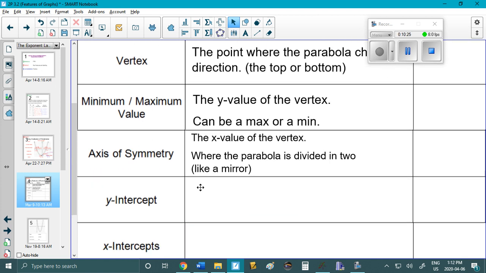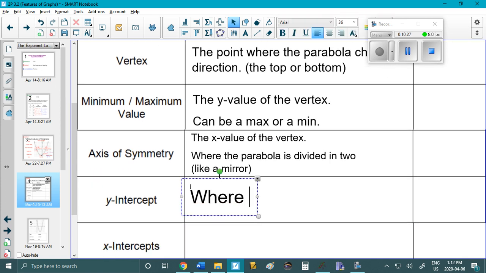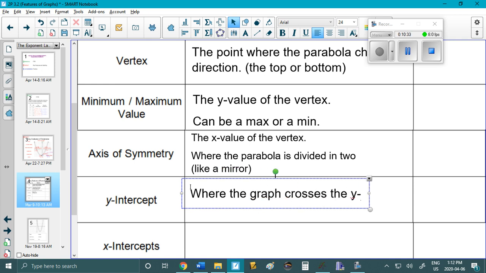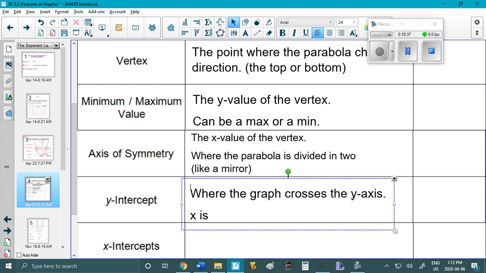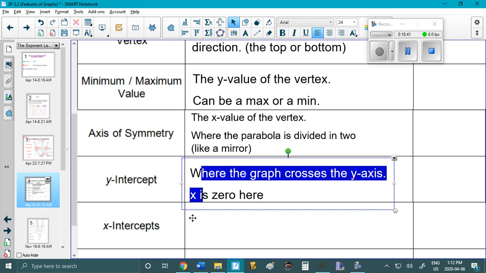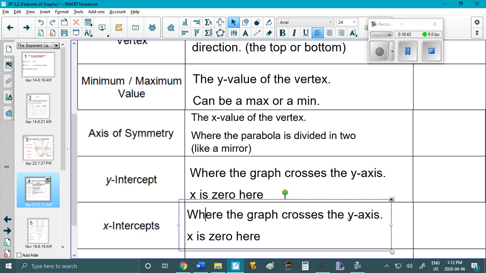Alright, the y-intercept, this is where the graph crosses the y-axis. I'm going to say x is 0 here. And the x-intercepts is going to be where the graph crosses the x-axis.